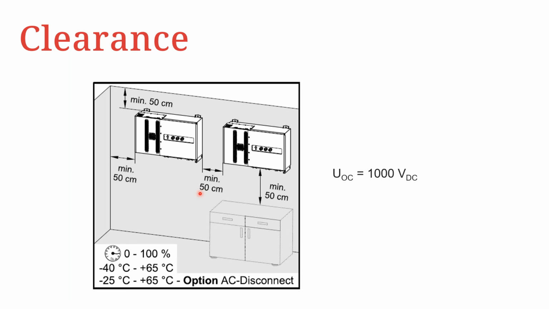So for the clearance between inverters, it is recommended to have at least 50 centimeters gap between the inverters, if you're installing multiple inverters. And the clearance to the top is also the same, 50 centimeters. Sideways also 50 centimeters.